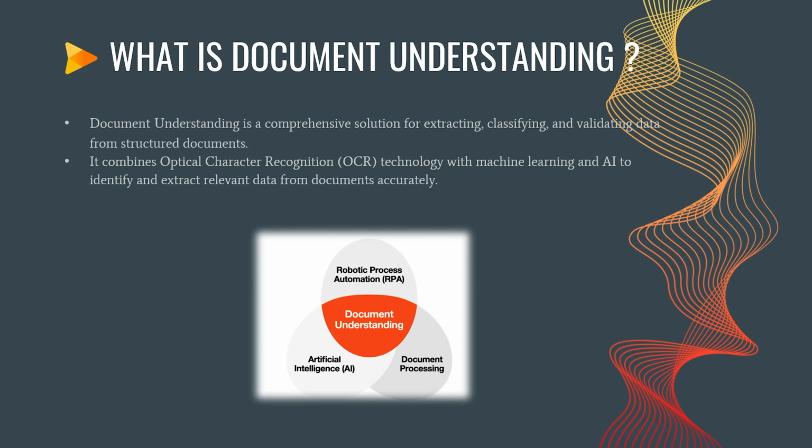What is document understanding? UiPath Document Understanding is a powerful feature that is designed to automate the extraction and processing of structured data from various types of documents such as invoices, purchase orders, receipts, etc. It is used to enhance the efficiency and accuracy of document processing tasks within the automation workflow. It combines OCR technology with advanced ML algorithms to extract and identify the relevant information from the documents.